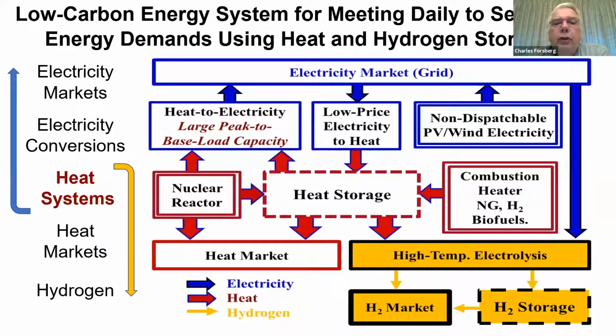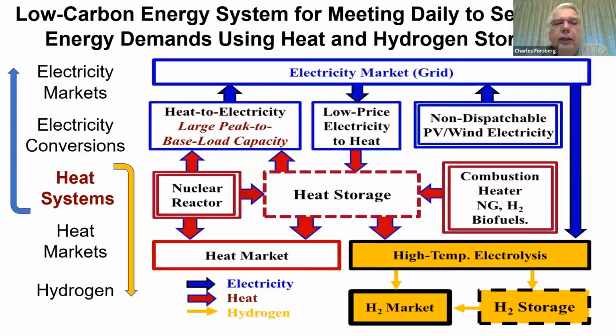Going upwards from the heat sector in red, we go to the electrical sector, where we have energy conversion systems, heat to electricity, such as a steam turbine, converting electricity back to heat, and of course, wind and solar that produce electricity, yielding in all cases electricity to the electric market.